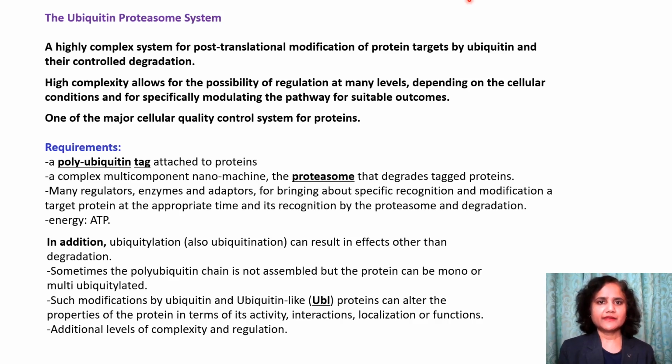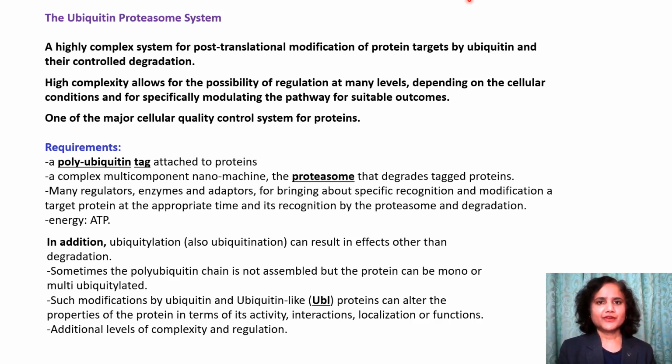The requirements for this system to function are: a polyubiquitin tag has to be attached to the proteins that are destined for degradation. There is a complex multi-component nanomachine, the proteasome, that degrades these tagged proteins. There are also many other regulators, enzymes and adapters for bringing about the specific recognition and modification of the target protein at the appropriate time, and also for its recognition by the proteasome and for degradation. And of course, this process requires energy in the form of ATP.